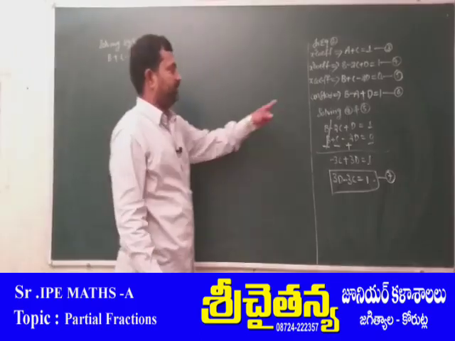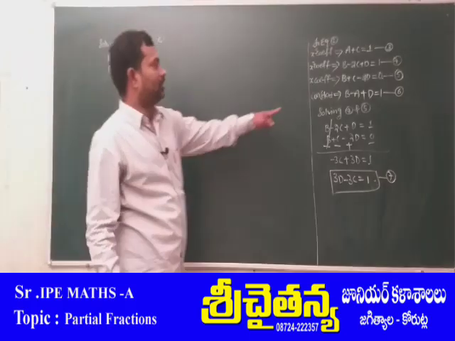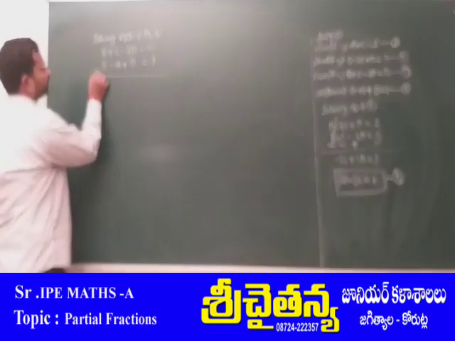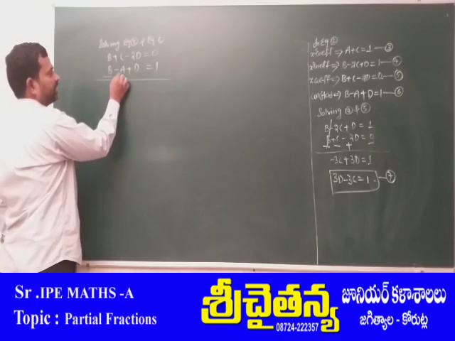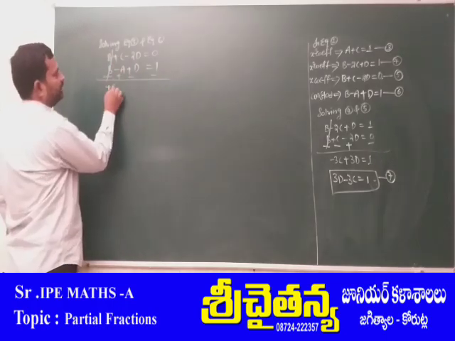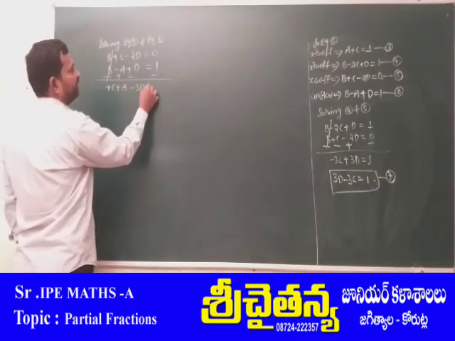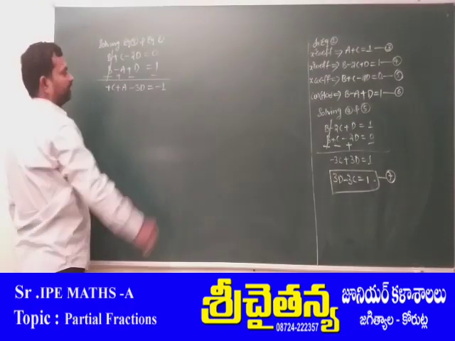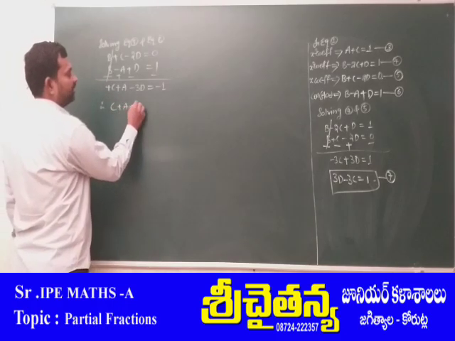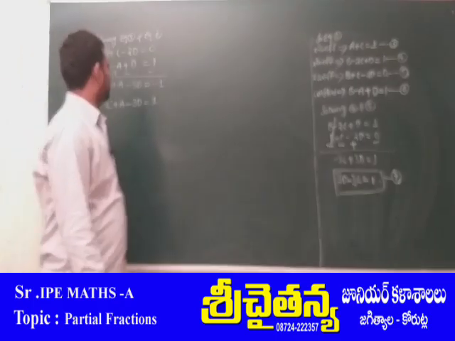Next, what is equation number 6 here? b minus a plus d is equal to 1. Now solving these equations, change the signs: plus, minus, minus, plus. b minus b cancels, c plus c, plus a, minus 2d minus d is minus 3d, is equal to 0 minus 1, which is minus 1. Therefore we are getting c plus a minus 3d is equal to 1.